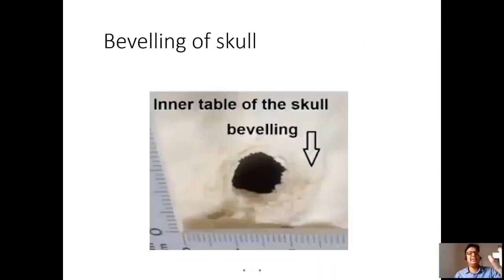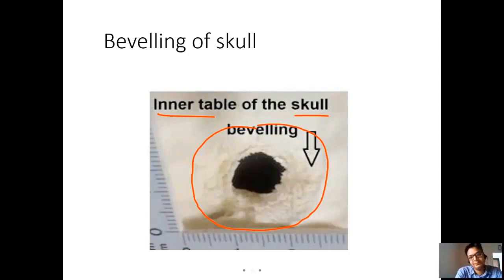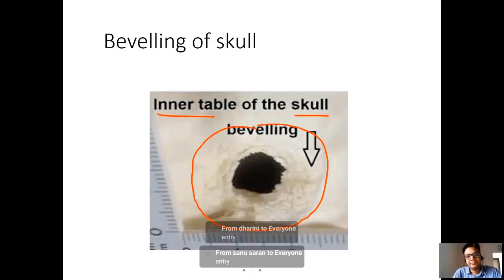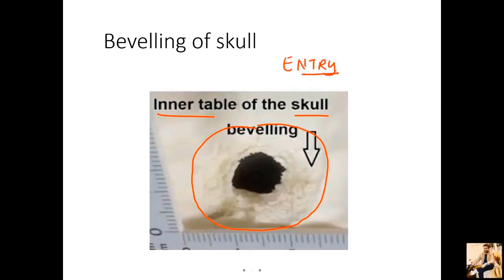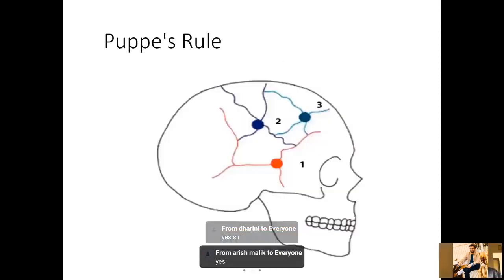Okay sir, see, this is a diagram. This is the inner table of the skull bone. This inner table of the skull bone is showing beveling, bursting. Now tell me, is it an entry wound or exit wound? Yes, absolutely right, Dharani. Absolutely right, Sanu. It is an entry wound. You got the concept? Yes or no? Got it, sir. Yes. Now, this is Puppé's rule.